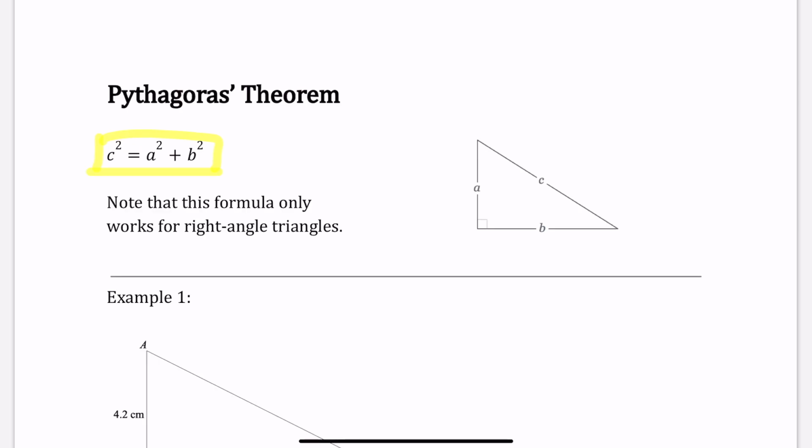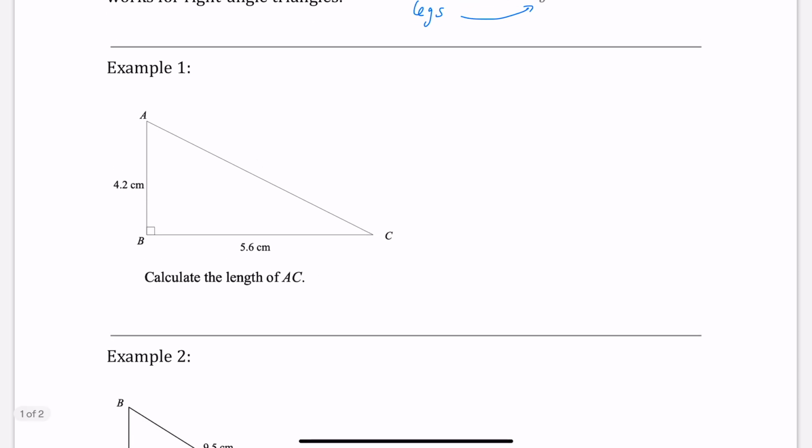On the right is a right-angled triangle. The sides have been labelled. A and B are the legs of the right-angled triangle, and C is the hypotenuse of the right-angled triangle. The hypotenuse is also the longest side of a right-angled triangle. It is also important to note that the longest side C is by itself on the left side of the equation. Now let's do our first example and see the equation in action.